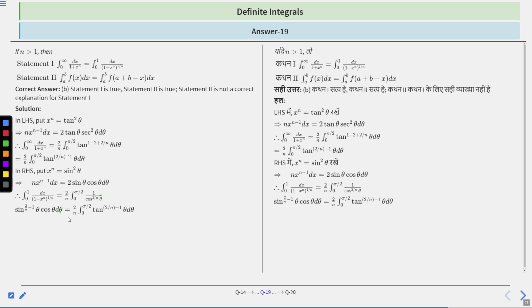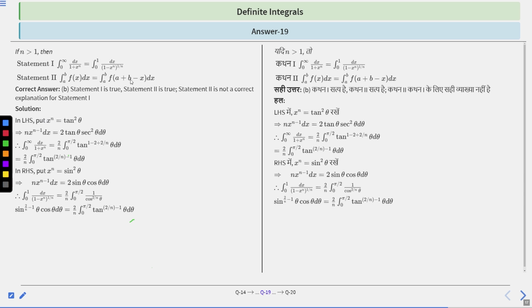This is part of this one. So after adjusting you will get 2 by n integration of 0 to pi by 2 tan to the power 2 by n minus 1 theta, which is equal. So this one is equal to this one, coming out to be equal. Therefore, statement 1 is true and statement 2 is true.